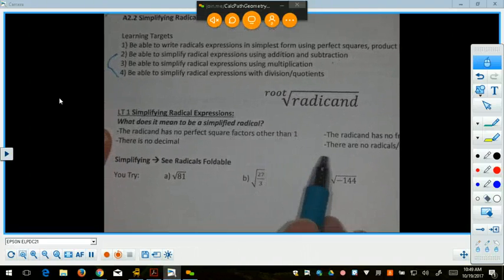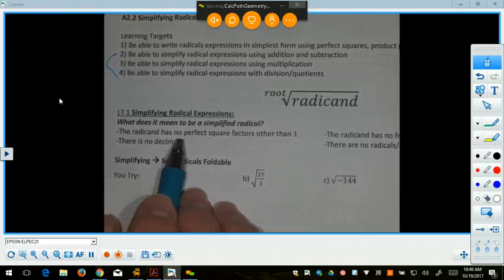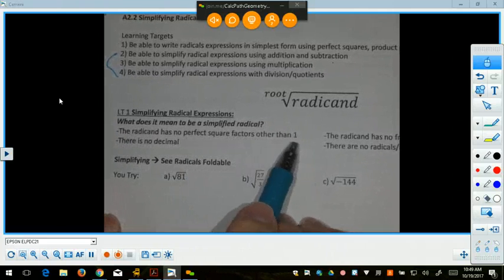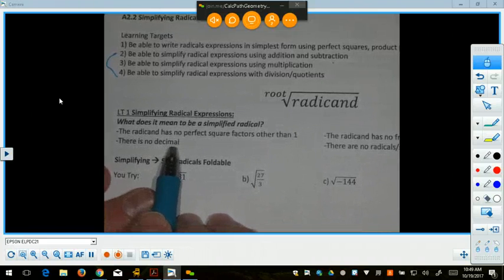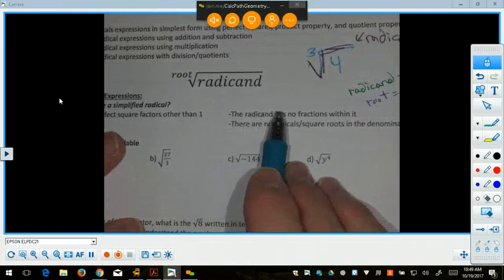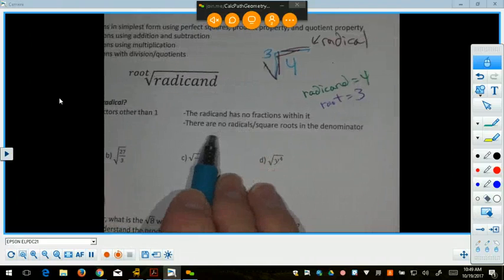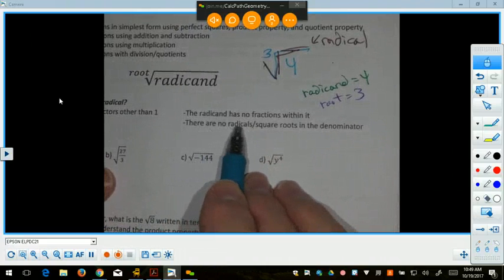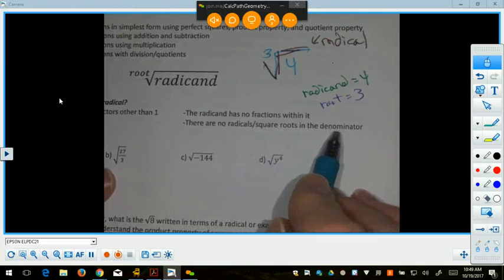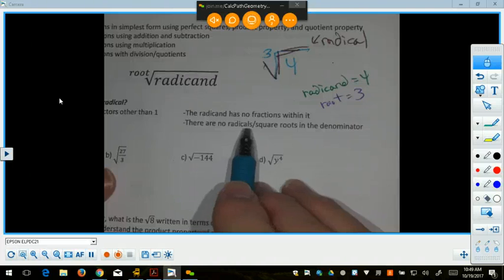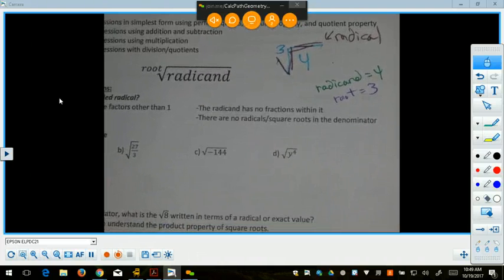It means a couple things. These other two are going to be more relevant tomorrow. The radicand has no perfect square factors other than 1. There is no decimal value under the radical. The radicand has no fractions within it, so the radicand can't be a fraction. And there can be no radicals that have square roots in the denominator. Okay, so I can't have any radicals in the denominator. We're going to talk about that part tomorrow on how to rationalize the denominator.